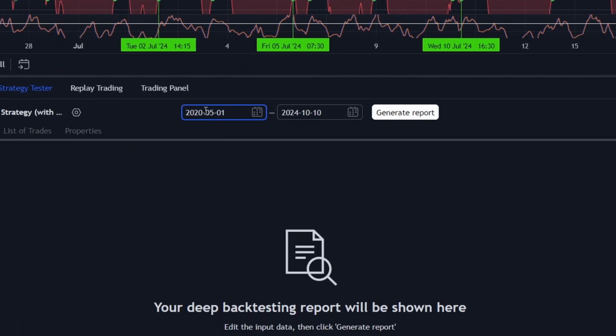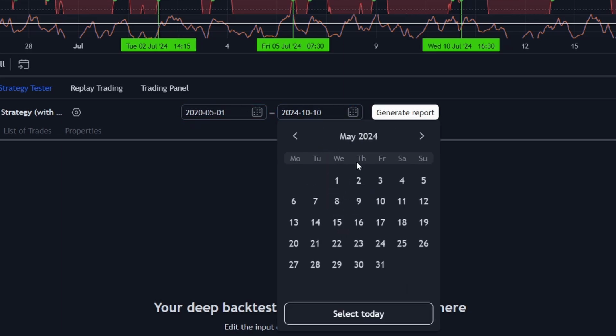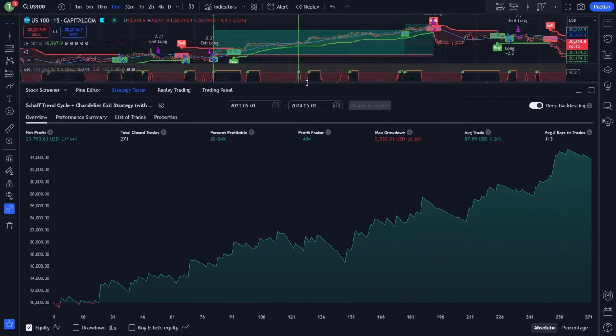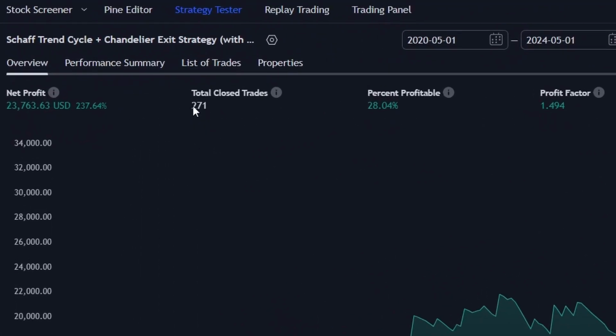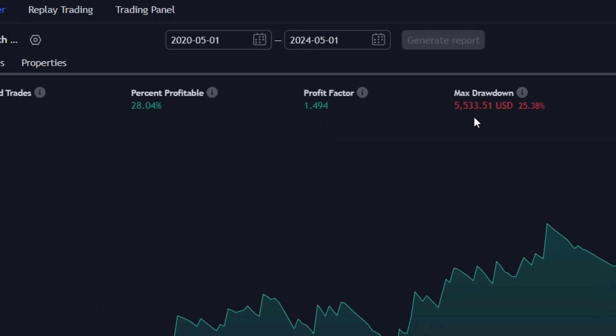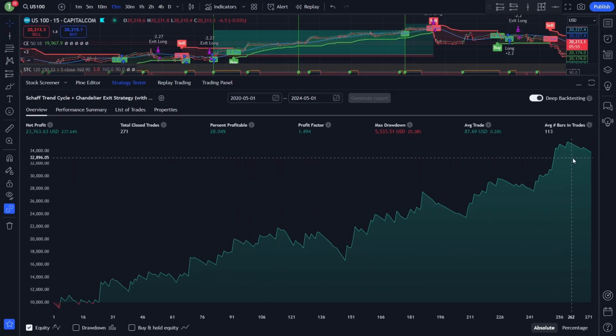For the backtest, I will be using the last 4 years. We will start on the 1st of May 2020 and end on the 1st of May 2024. And here are the results. During this 4-year period, this strategy took 271 trades, generated 237% net profit with a 1.5 profit factor and 25% maximum drawdown. This equity curve is actually decent.